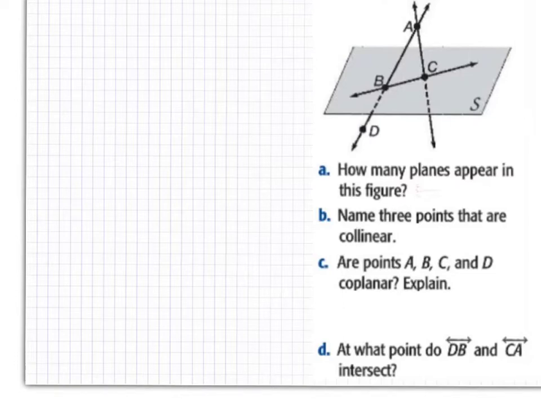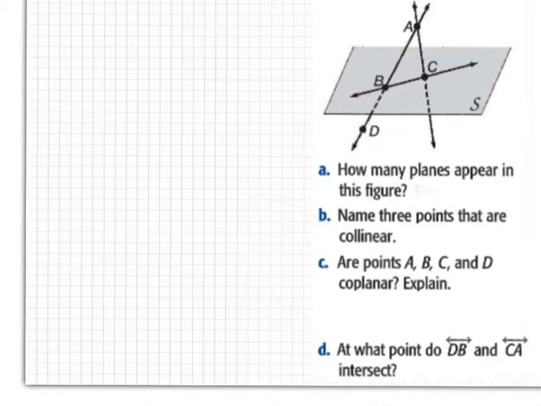This video is about interpreting what you see. The first question, how many planes appear in the figure? There should be one plane in particular that stands out, and obviously that is the one that's drawn here, which looks like a parallelogram and is labeled plane S. But there's actually another plane.